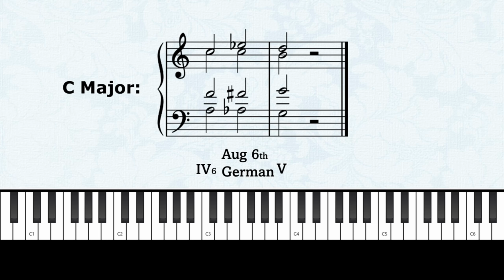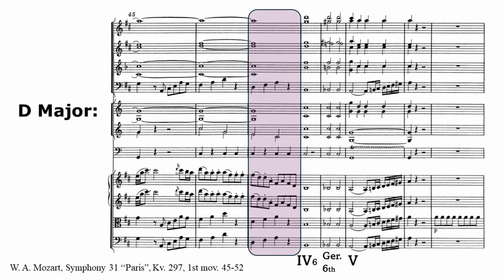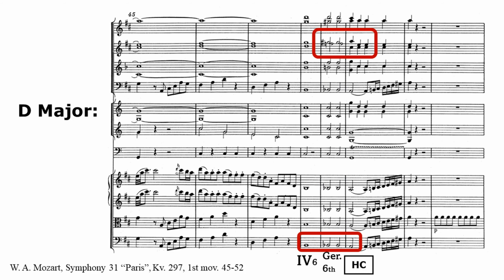In actual music passages, the augmented sixth is normally preceded by a subdominant chord, usually the fourth scale degree in first inversion. In the major mode, this leads to a very distinctive bass line motion. Let's have a closer look.